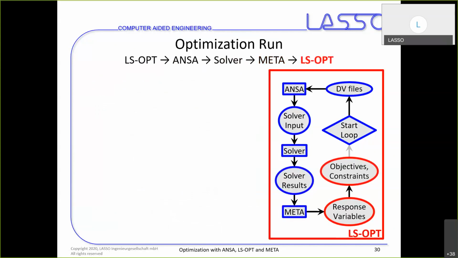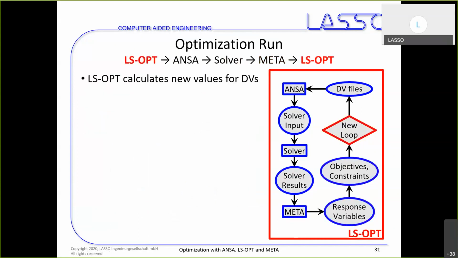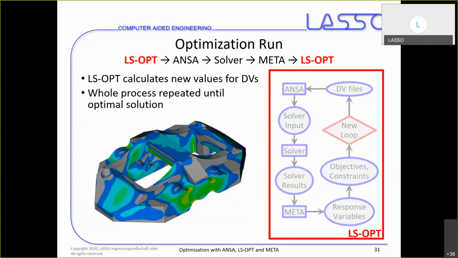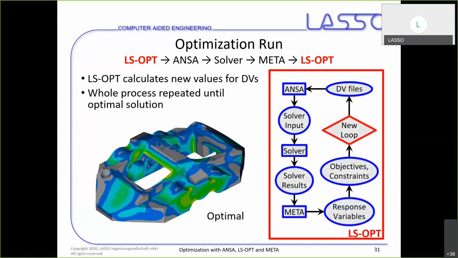These are read by LSOpt. LSOpt will evaluate the objectives and constraints, and then for the next loop will produce a new set of design variables. And this whole process is repeated until the optimal solution is found or the maximum number of iterations is reached.